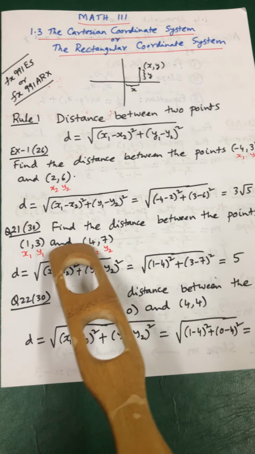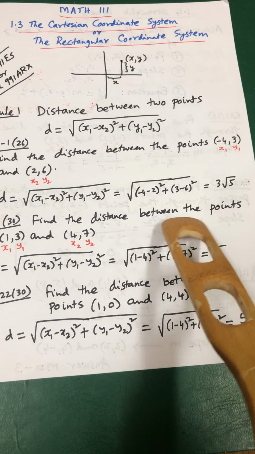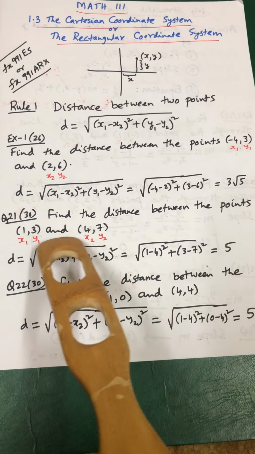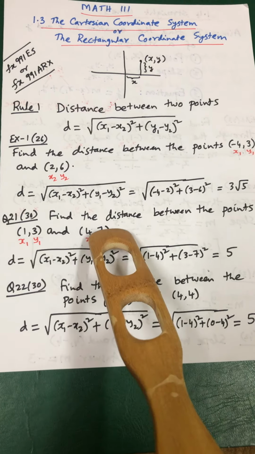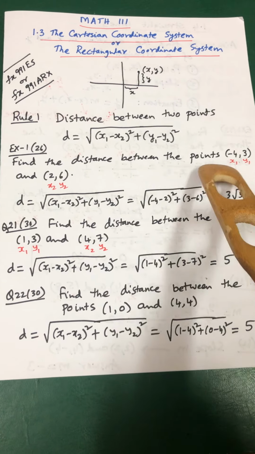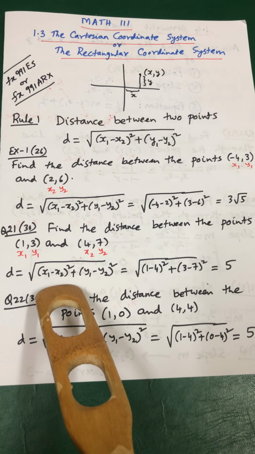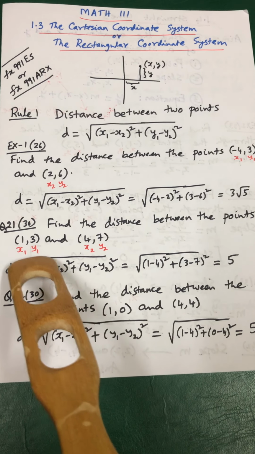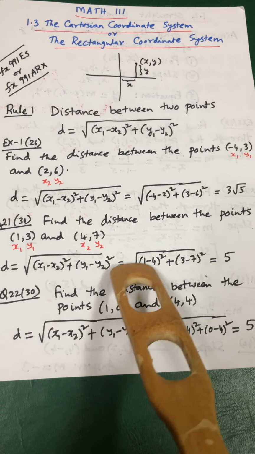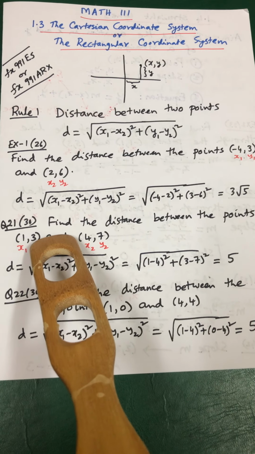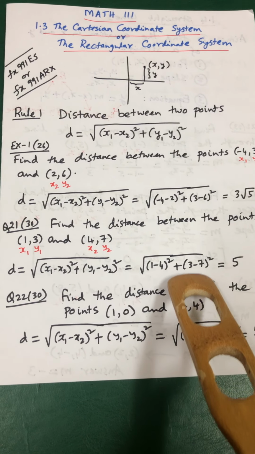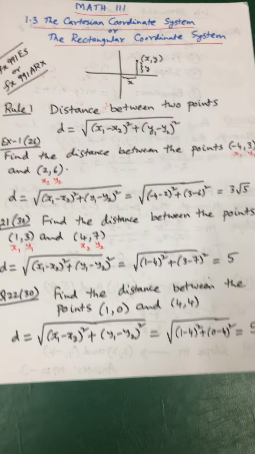So now we see the second question. Find the distance between the 2 points 1, 3 and 4, 7. It is the same thing, only the points are different. So D is equal to, write the formula, root of (x1 minus x2) whole square plus (y1 minus y2) whole square. Here x1 is 1 and x2 is 4, so (1 minus 4) whole square plus y's are 3 and 7, (3 minus 7) whole square. Use calculator, you get root 5.